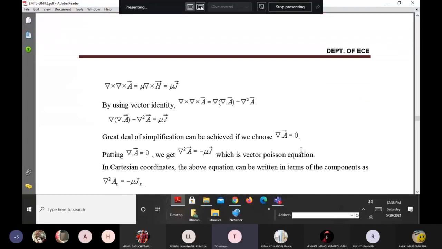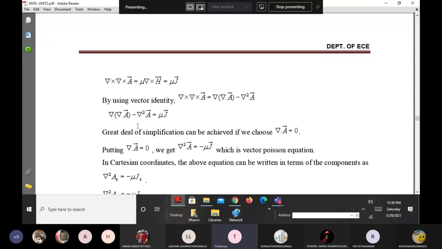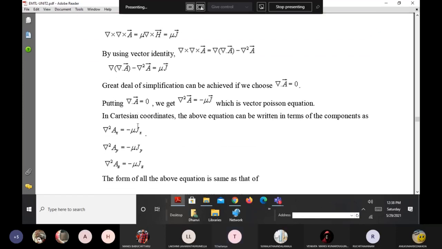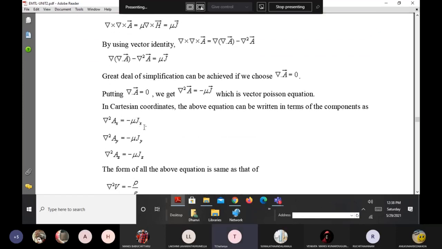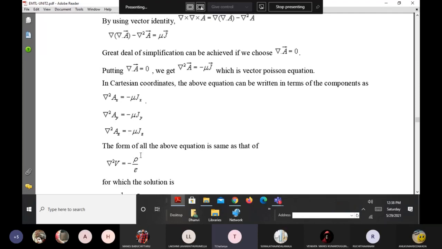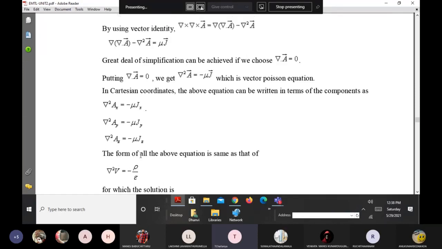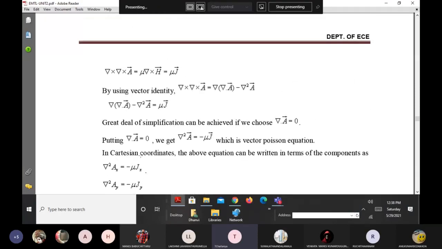See here, same concepts. Del cross A bar equal to mu H, mu equal to del cross H into mu J. Same, curl of curl of any vector is nothing but del of del dot A bar minus del square A. So this is a vector potential. Del square Ax equal to minus mu into Jx, del square Ay equal to minus mu into Jy, del square Az equal to minus mu into Jz. So this is about magnetic vector potential.